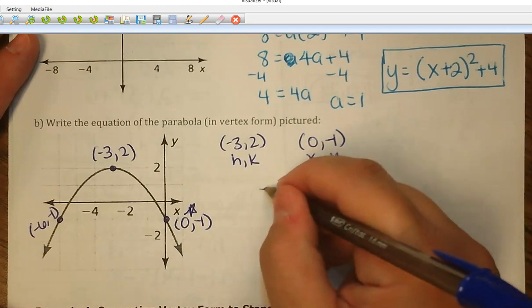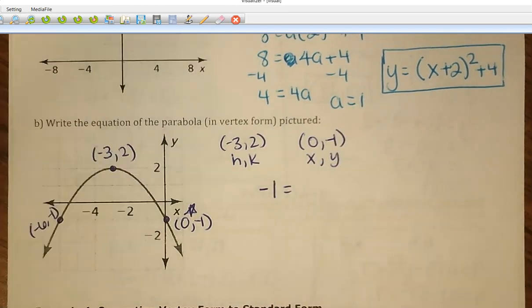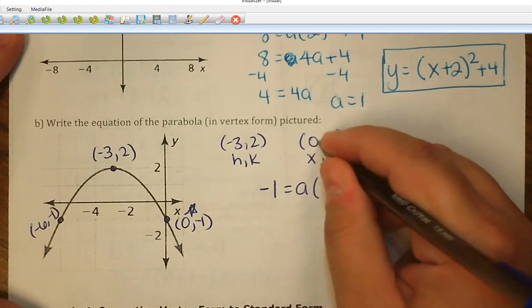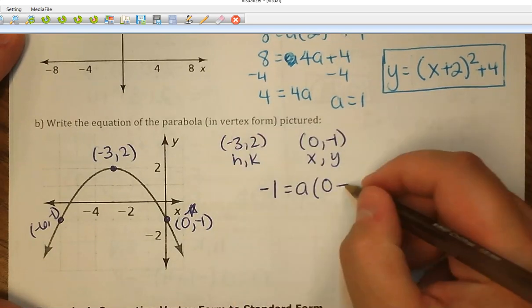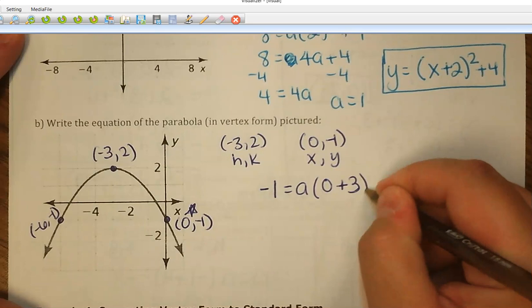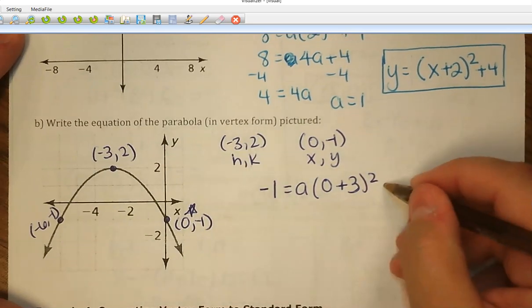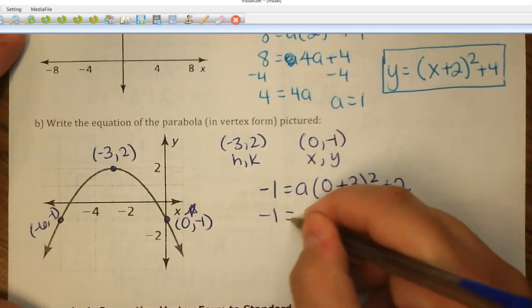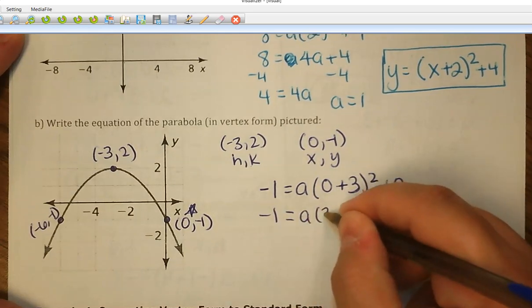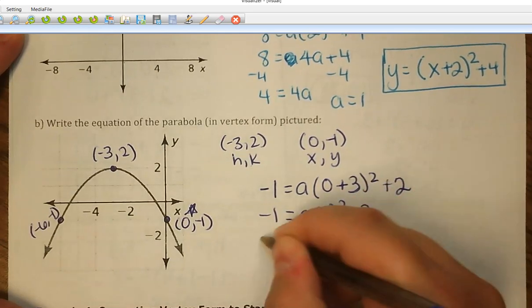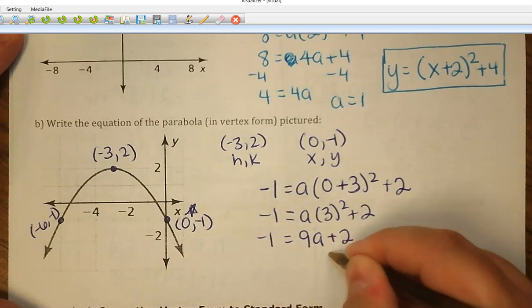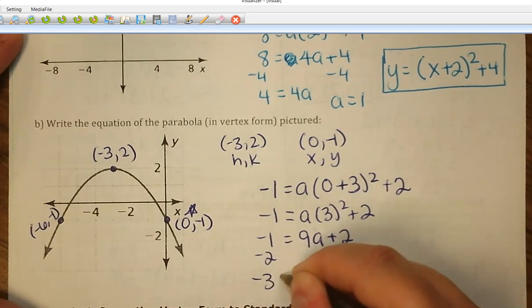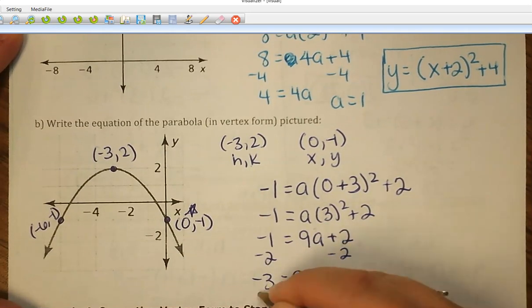So in place of y, I put the y-coordinate of the point. We don't know a, that's what we're using this to try to figure out. In for x goes the x-coordinate of the point minus the x-coordinate of the vertex. This is going to be minus a negative, so it's going to look like a +3. And then your k is 2. So -1 = a times 3 squared plus 2. This is going to turn into 9a because I'm squaring that 3. Move the 2 to the other side. Divide both sides by 9 there.